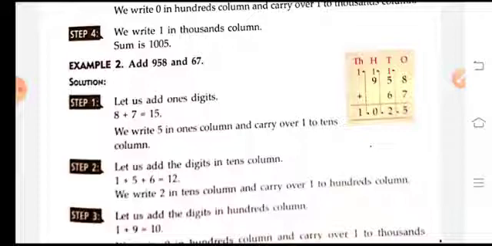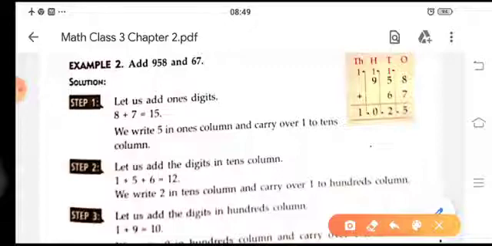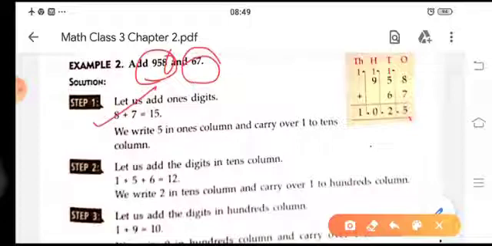Then again example number 2. Here again we are going to add 958 and 67. So what do we do? First we add the numbers which are at ones place, like here 8 plus 7, 15. Okay, so we write here 5 and we take carry over here. Then again we'll add the numbers which are at tens place. So tens place 5 plus 6 and the carry also 1 becomes 12. So we write here 2 and we take the carry over to hundreds place.